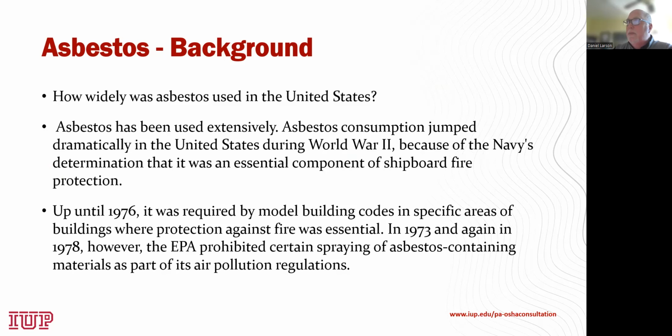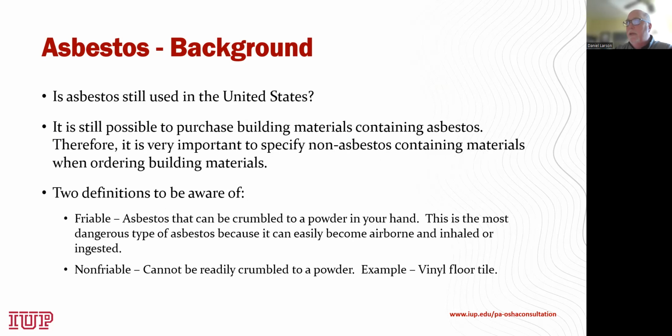You say, well, how widely was asbestos used in the United States? It really was used extensively for many years. Especially after World War II, the Navy found that asbestos was an essential component of shipboard fire protection. And even up until 1976, the building codes in specific areas of buildings where fire protection was essential would call for it. So around that time, things started to change. In 1973 and then again in 1978, EPA started to prohibit the use of certain spraying of asbestos-containing materials as part of its air pollution regulations.